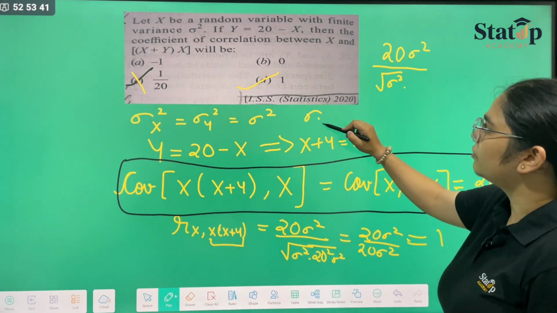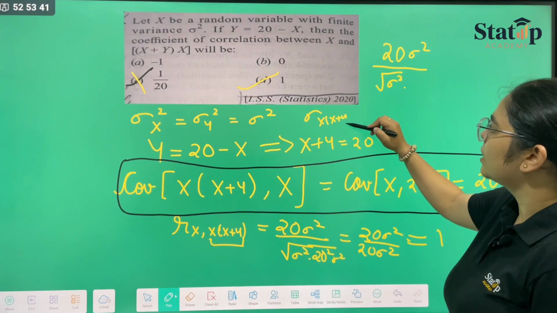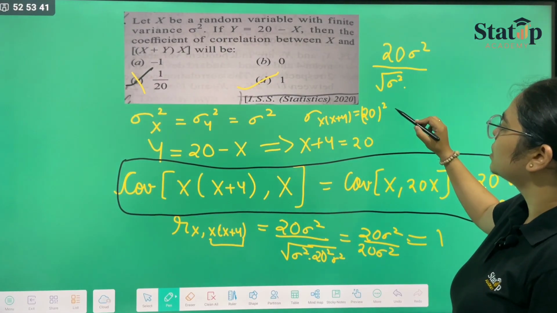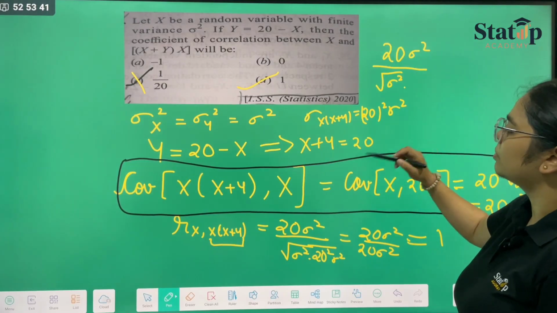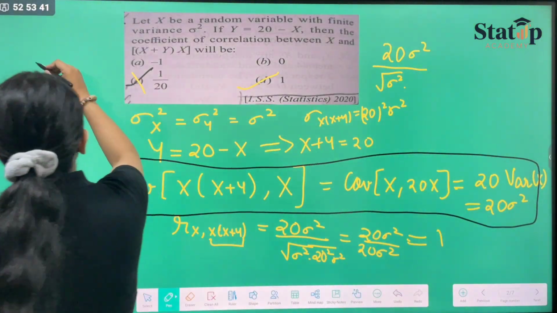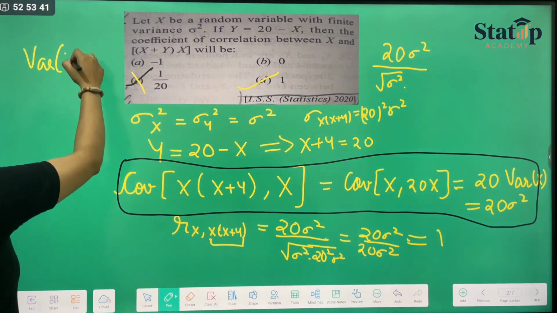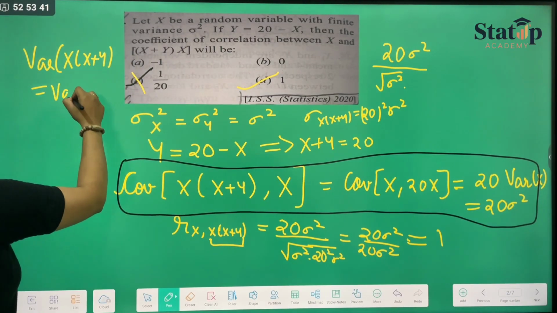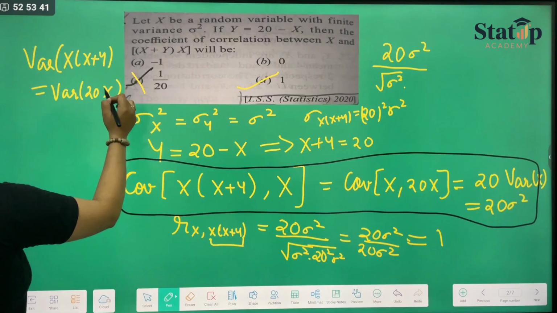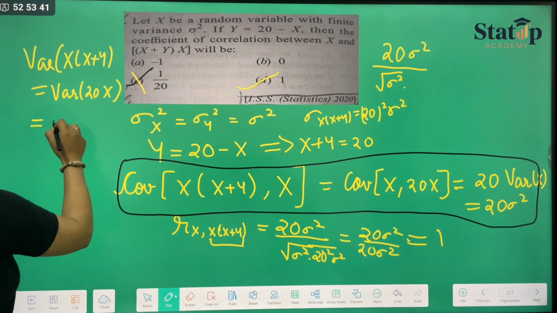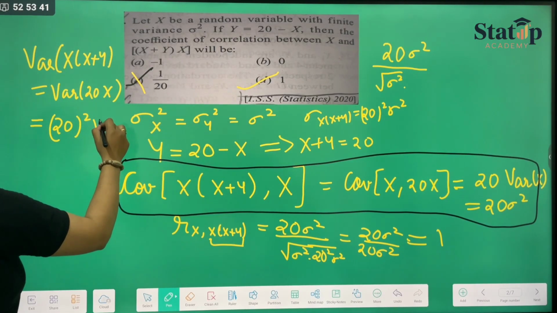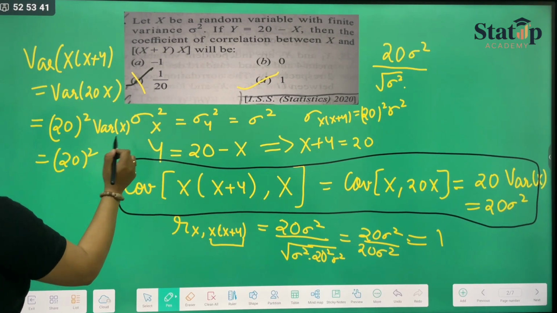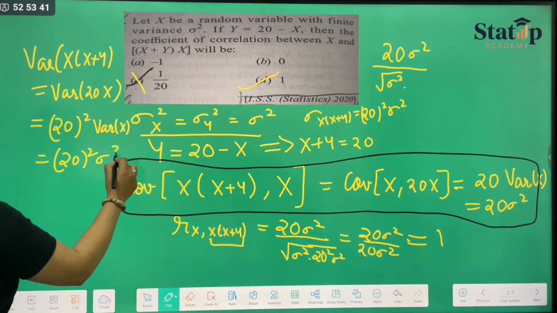And variance of x plus y will be equal to 20 square sigma square, because it is variance of x plus y. We can write this as variance of 20x. Now the constant will come outside, which will be 20 square variance of x, and variance of x is nothing but sigma square from here. So it will be 20 square sigma square.